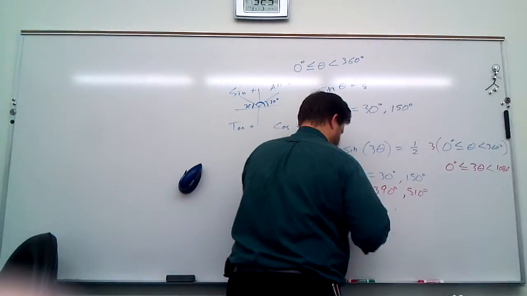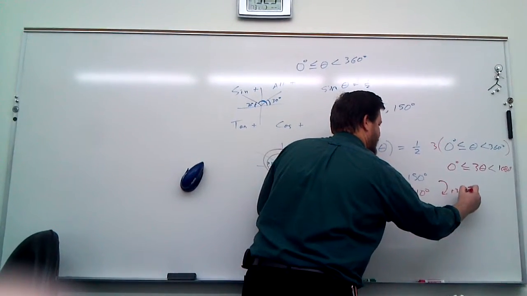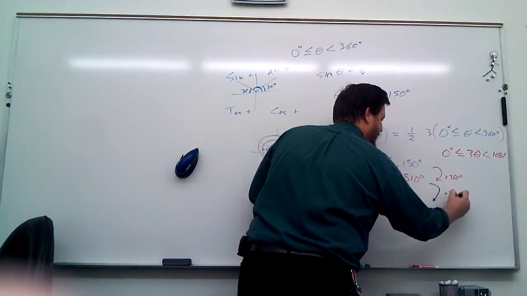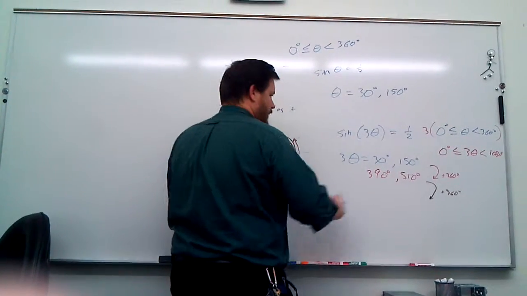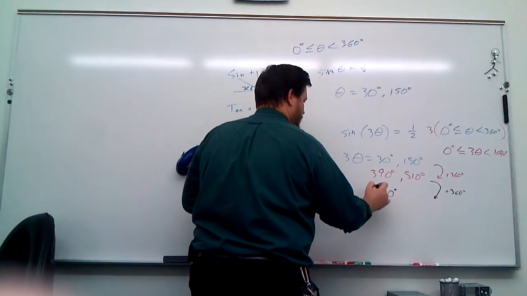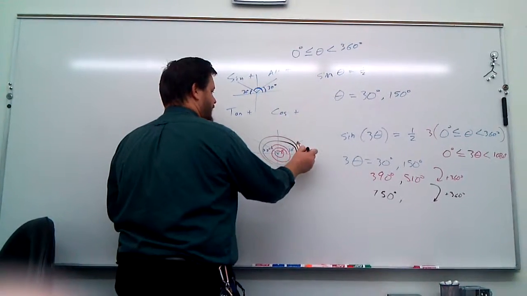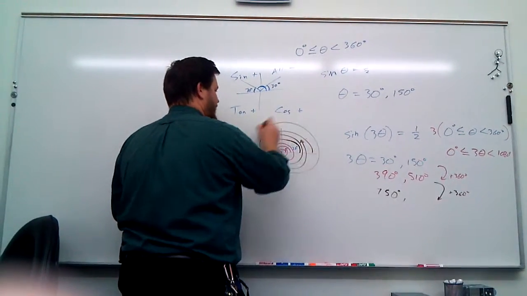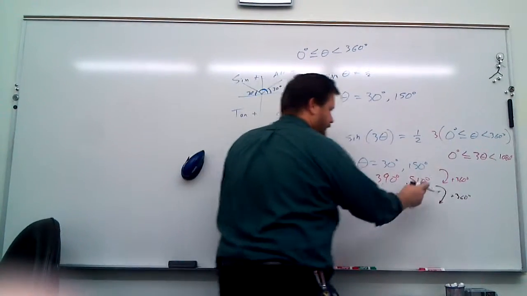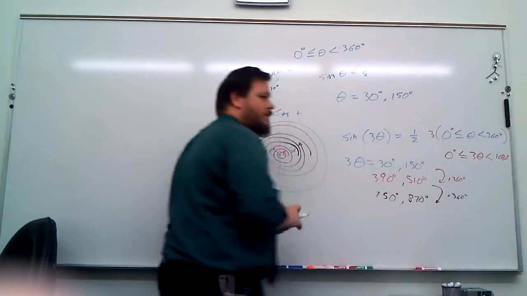So to get here, we add 360 because we're just going around the circle again. And from here, we can add 360 again, and we've got 750. And then same thing for over here. We got this angle here, but then we can go around again, which was the 510, and around again. So 360 plus this one, 870.